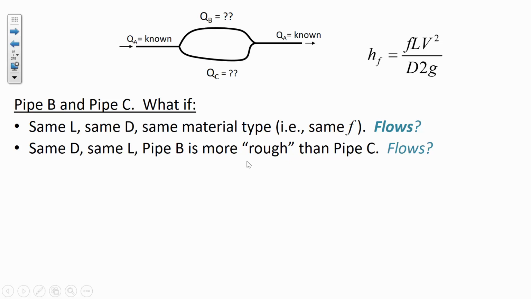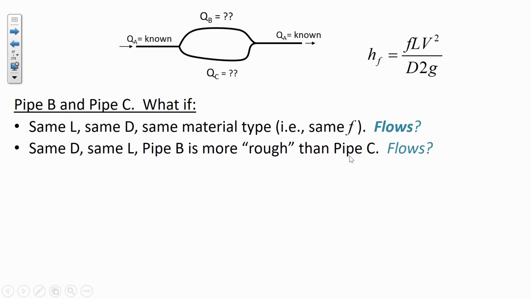Travis? C. You're saying, but which one, more or less? Pipe C would have more flow. He's right. How did he know that? Why is pipe C going to have more flow? There's less friction. So there's less resistance to the water going through it.